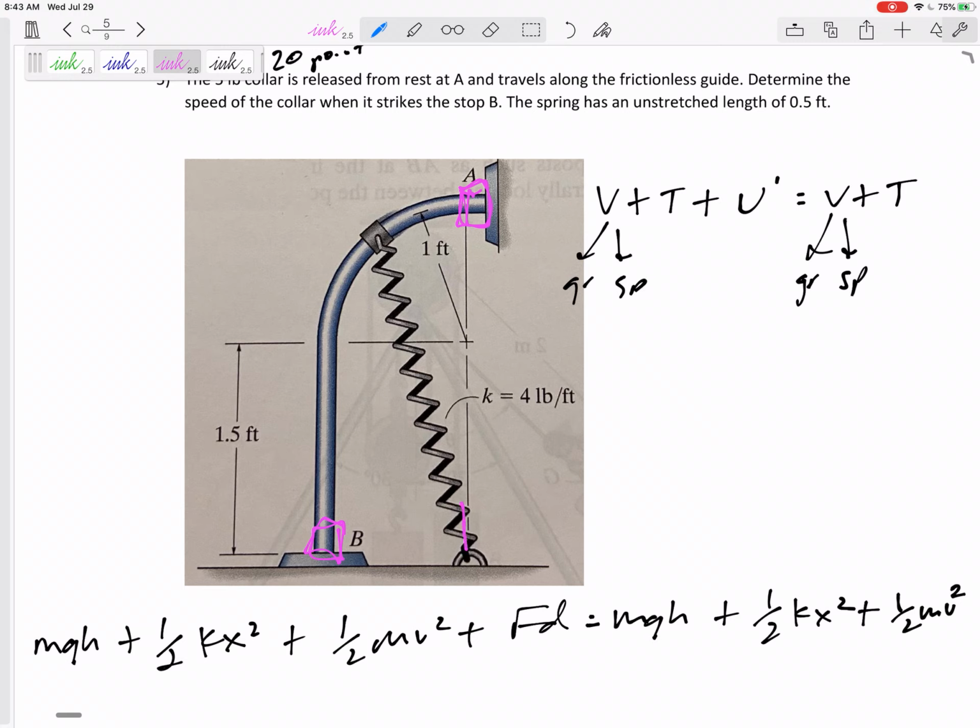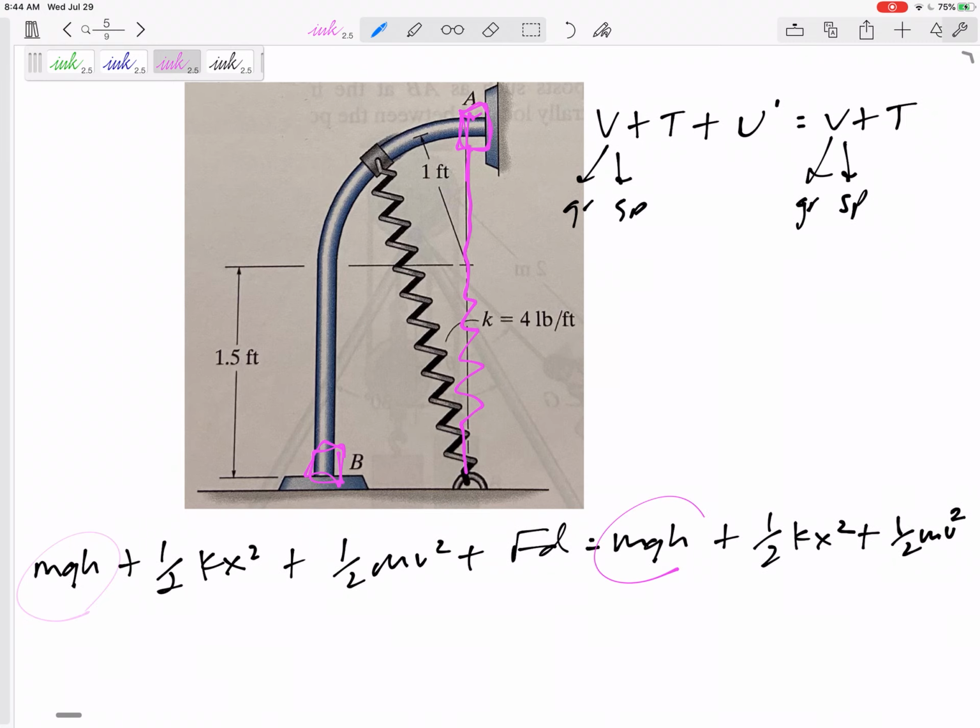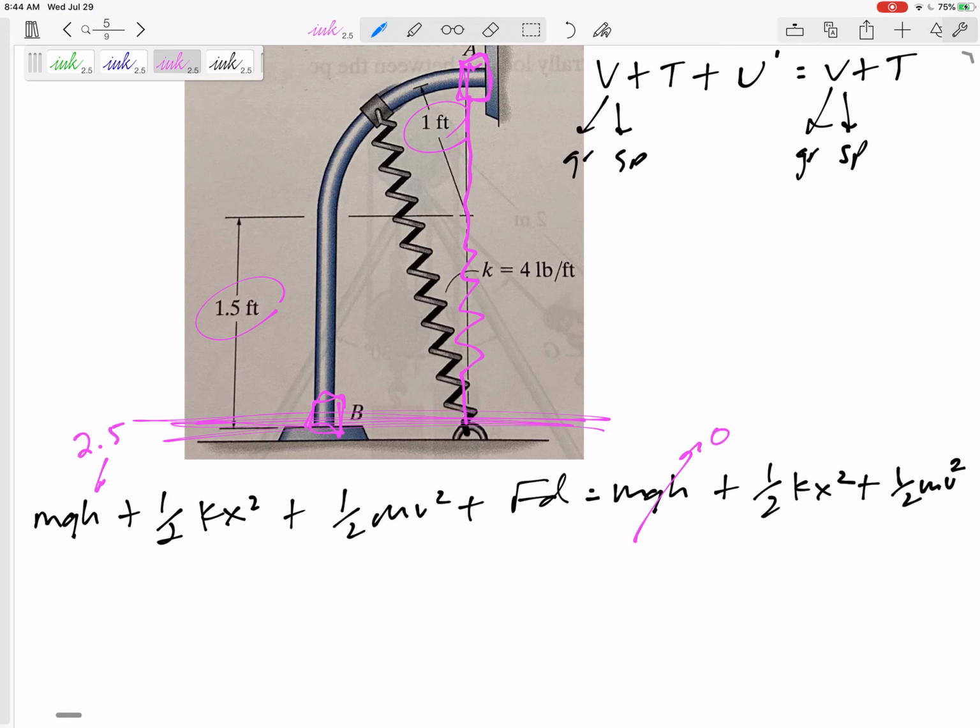So visualize it starting from A. So this spring is right here. Let's look at this MGH. Remember the projectile, you can choose anything to be your ground. You can choose your ground down here, or choose your ground up here, whatever is easiest for you to visualize. I'm going to choose this down here to be my ground. That would mean it ends at a height of 0. It starts at a height of 2.5.